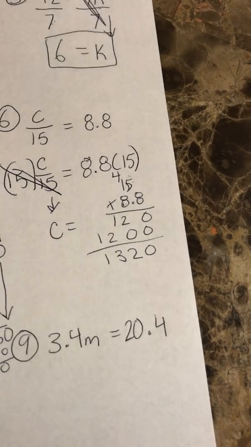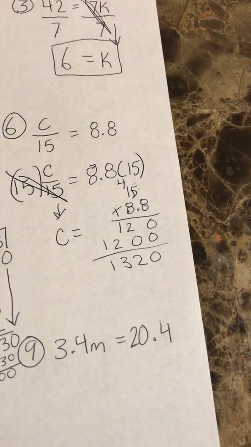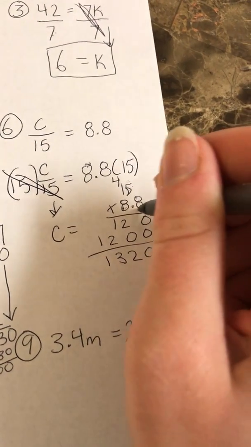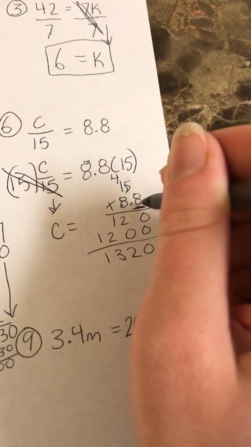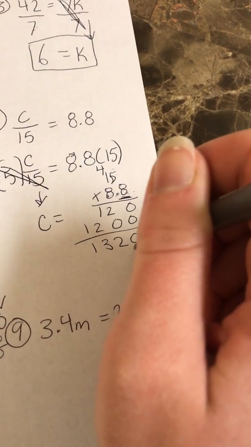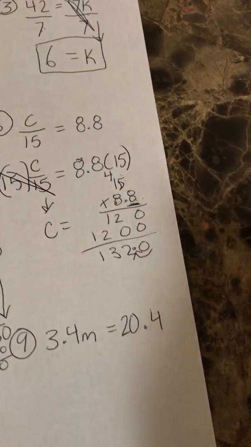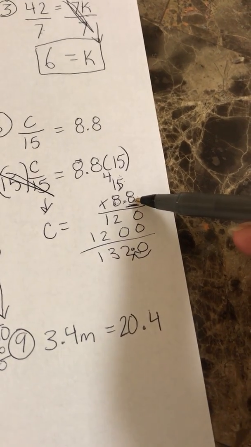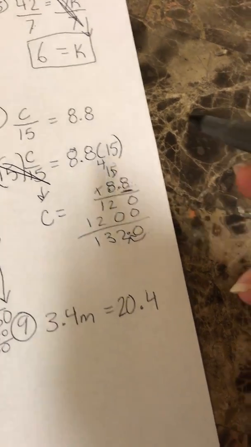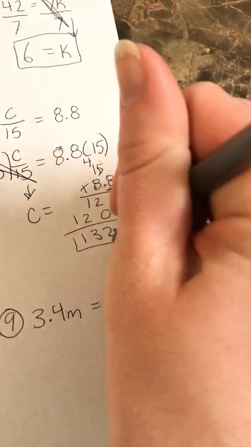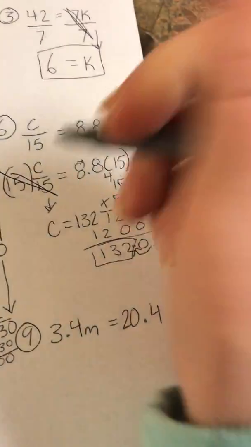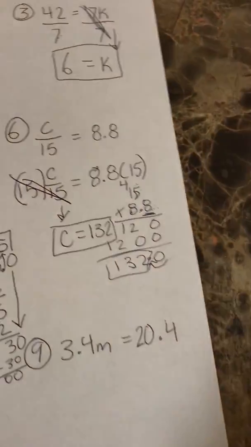We get 1,320. Is that our answer, though? No. Remember, when you're multiplying by a decimal, you have to remember that anything behind the decimal, depending on how many numbers are behind the decimal, is how many times you move the decimal forward in your answer. So in our multiplication problem, it was only 1, so we're going to move our decimal 1 spot forward. So we have 132 as our answer, actually. So c equals 132 as our answer.